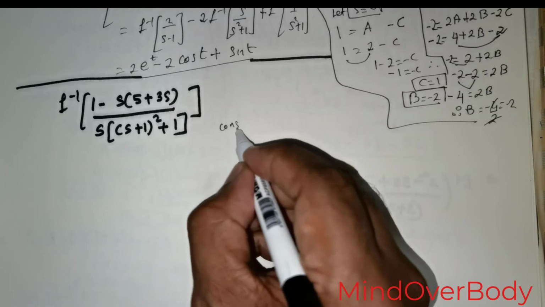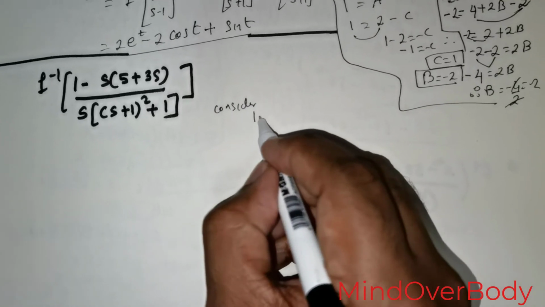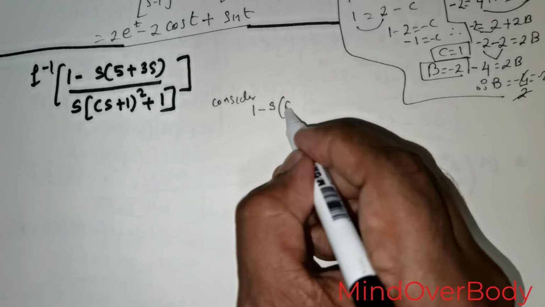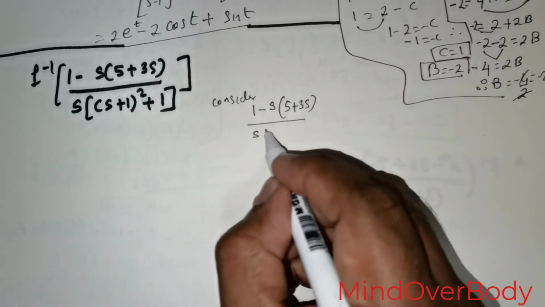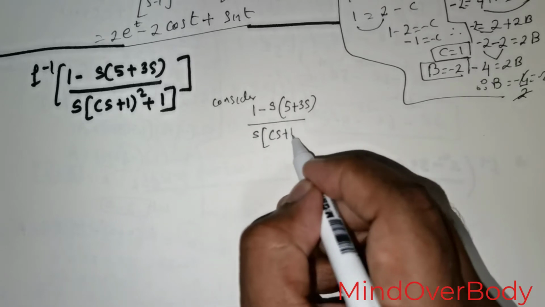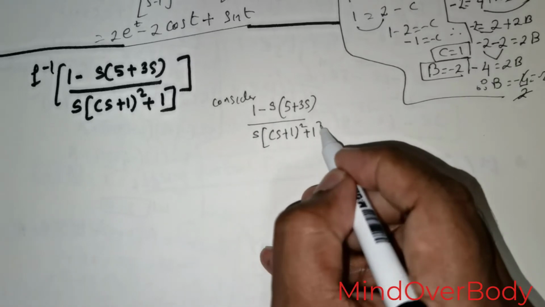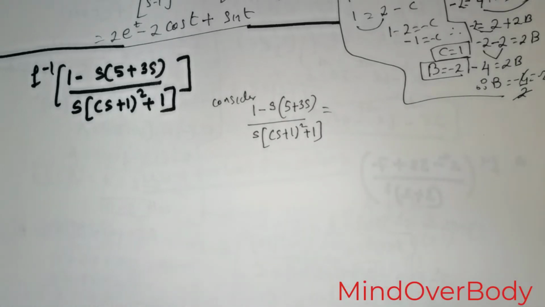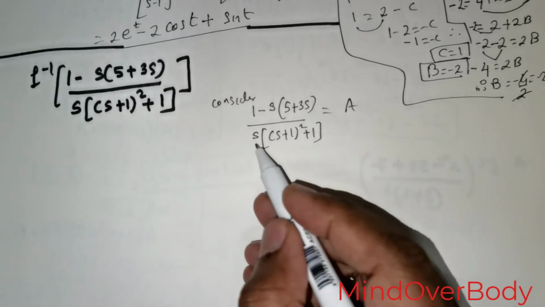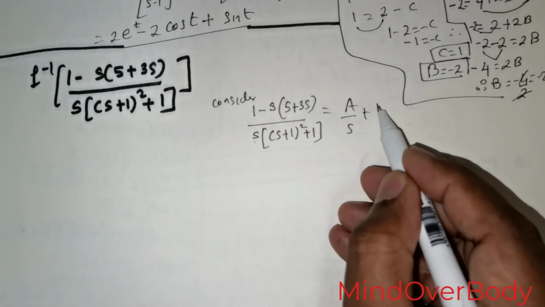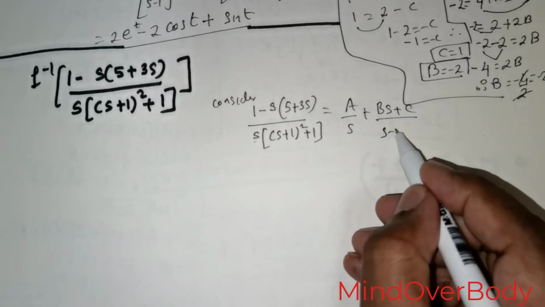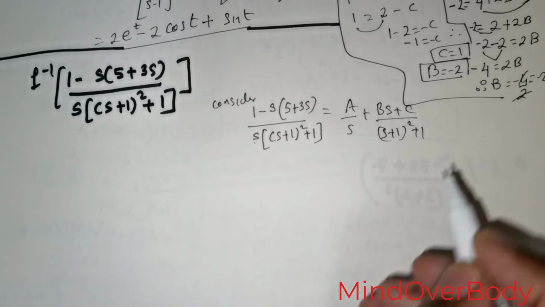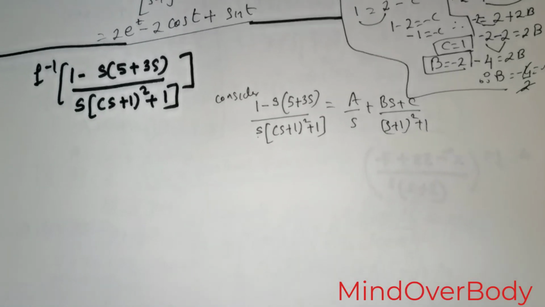So what I will do is first consider 1 negative S of 5 positive 3 times S divided by S of S positive 1 raised to the power of 2 positive 1. Now I'm going to rewrite this as A over S, followed by BS positive C divided by S positive 1 raised to the power of 2 positive 1. So this is the way you have to follow.